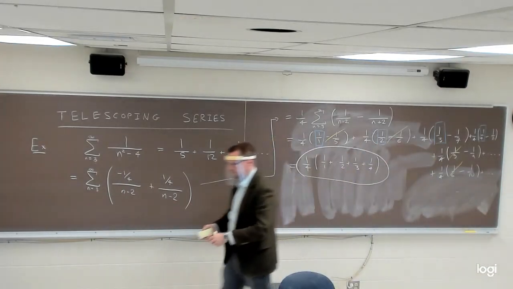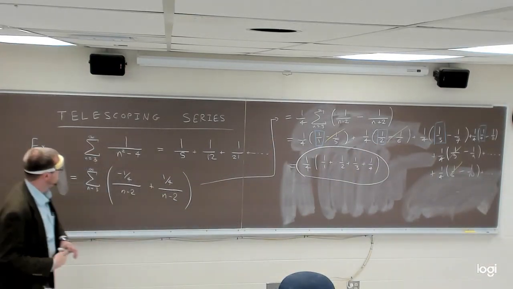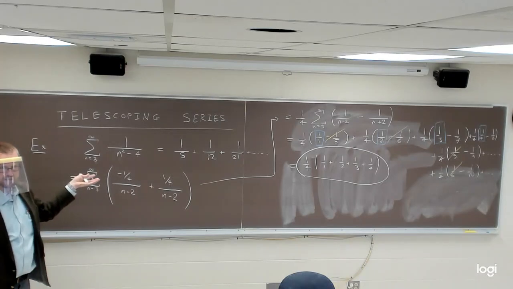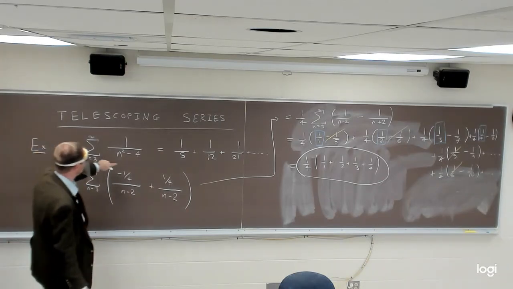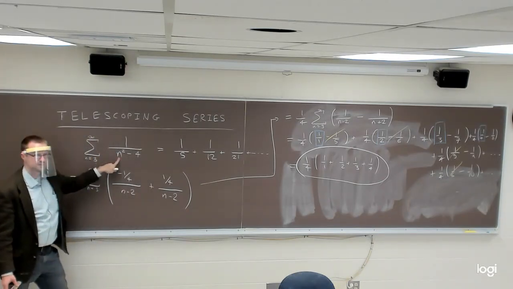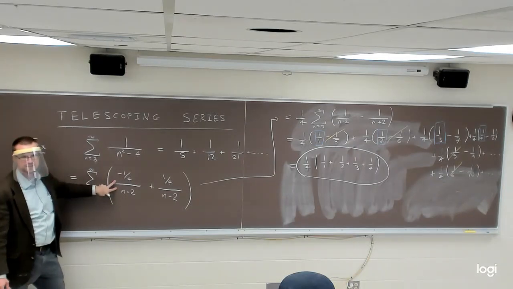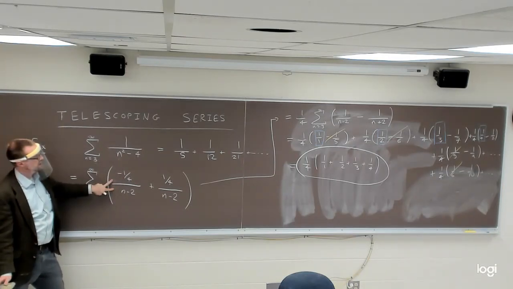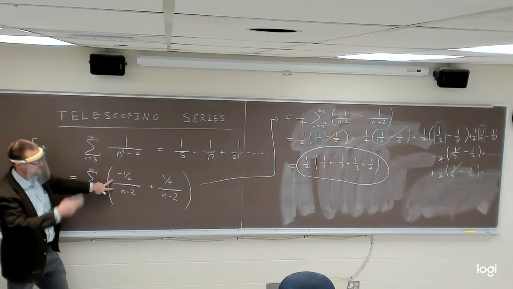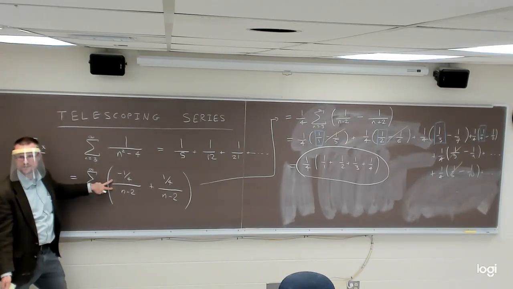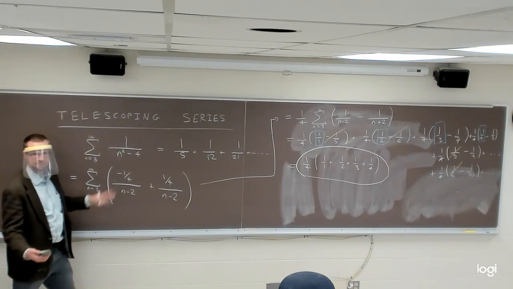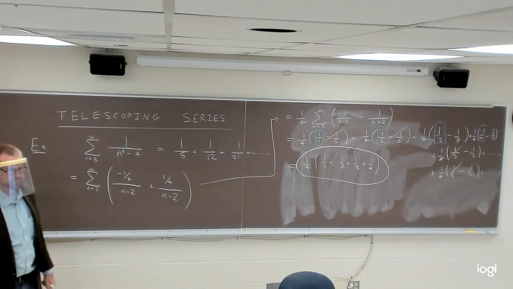All right, so the type of telescoping series that you should be ready to do: if I have a rational function, you can expand it in a partial fraction expansion. Write out a few terms so you can see the pattern and figure out what doesn't cancel. And that's your infinite sum, the stuff that doesn't cancel.